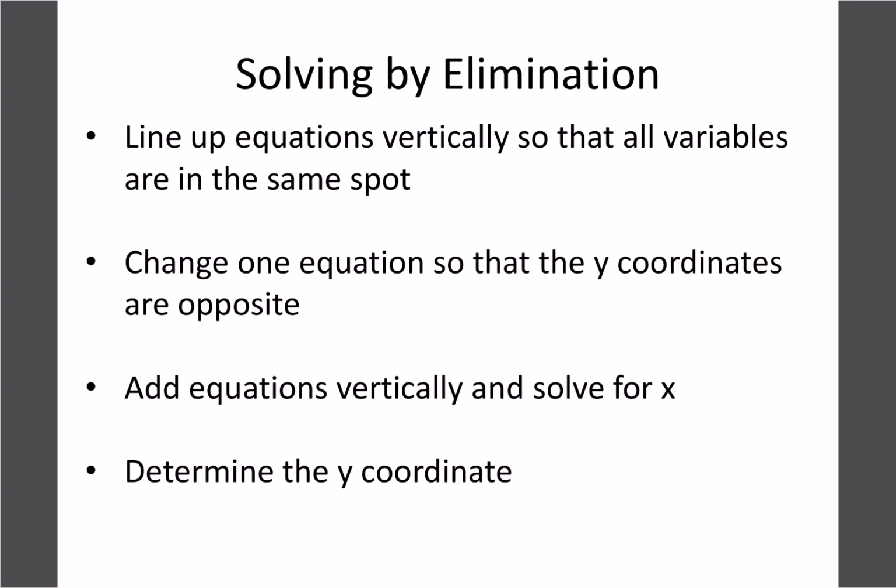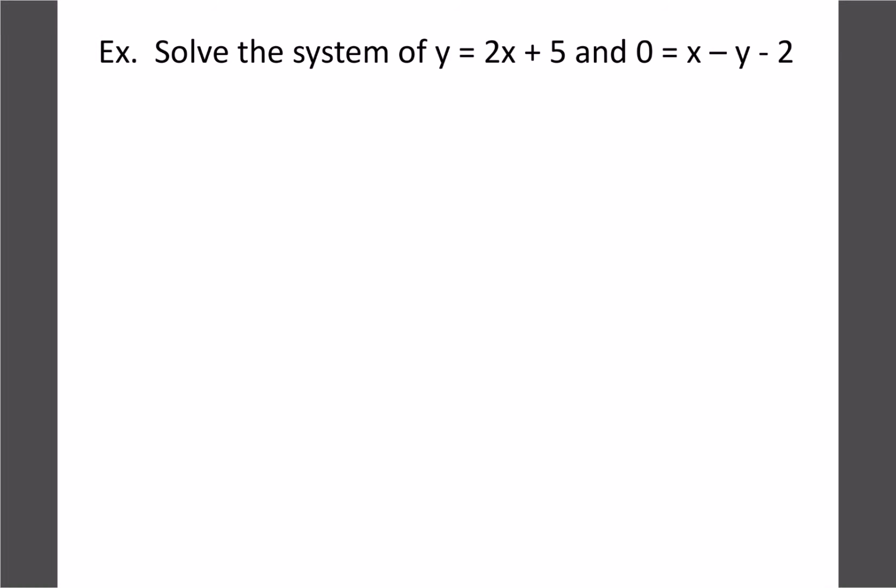The steps for solving by elimination: the key thing is to make sure they're lined up vertically so that everything's in the same spot. It doesn't matter what order you put them in, as long as they are the same for both equations. Then usually we have to change one of the equations, or both sometimes, to get the y values being opposite to each other. If you have a y, you want the other one to be negative y. If you have a 5y, make the other one negative 5y, and so on. Then we just add everything vertically and solve for x. Plug that x value in to solve for y afterwards.